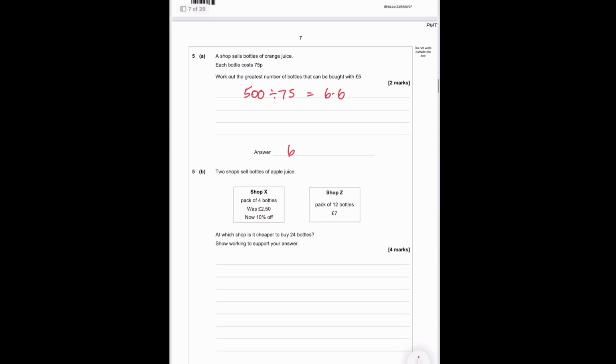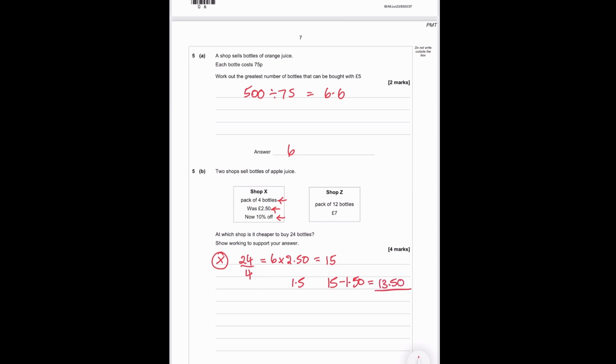2 shops sell bottles of apple juice. Which shop is it cheaper to buy 24? So if we look at shop X, that's going to be packs of 4 and they're £2.50 and they have 10% off. So if we were going to buy 24 divided by 4, we would need 6 packs at £2.50 each, which costs £15. And if we have 10% off, 10% of 15 is £1.50. So 15 take away £1.50 would give us £13.50 for that pack.